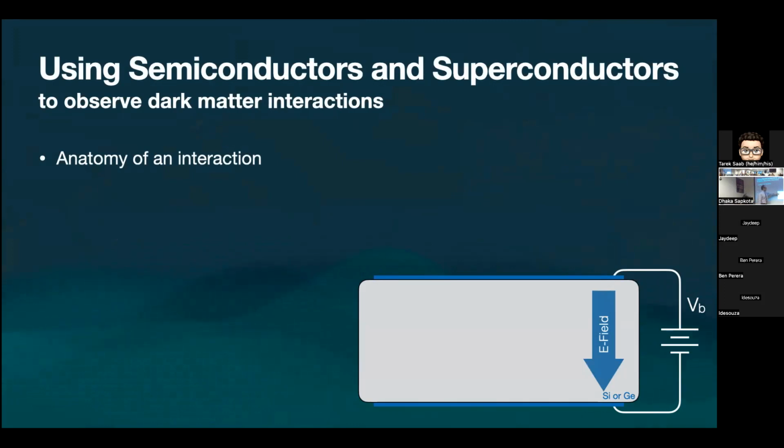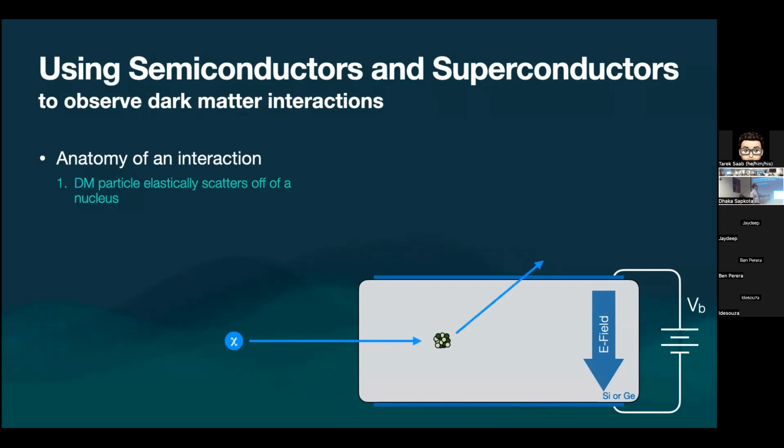Imagine you have a chunk of semiconductor. In CDMS, we use either silicon or both silicon and germanium, and we can apply some sort of electric field across it. Then you ask yourself, what happens when a particle comes in and interacts with a nucleus?